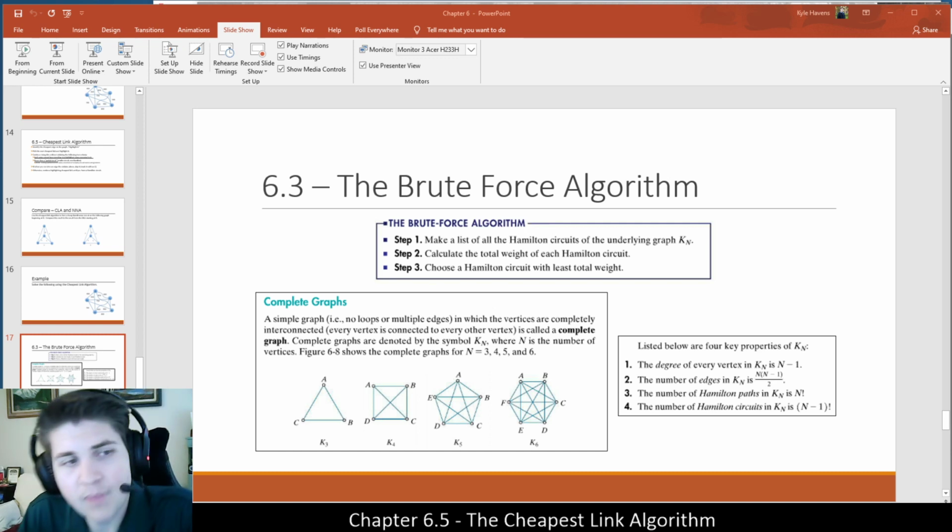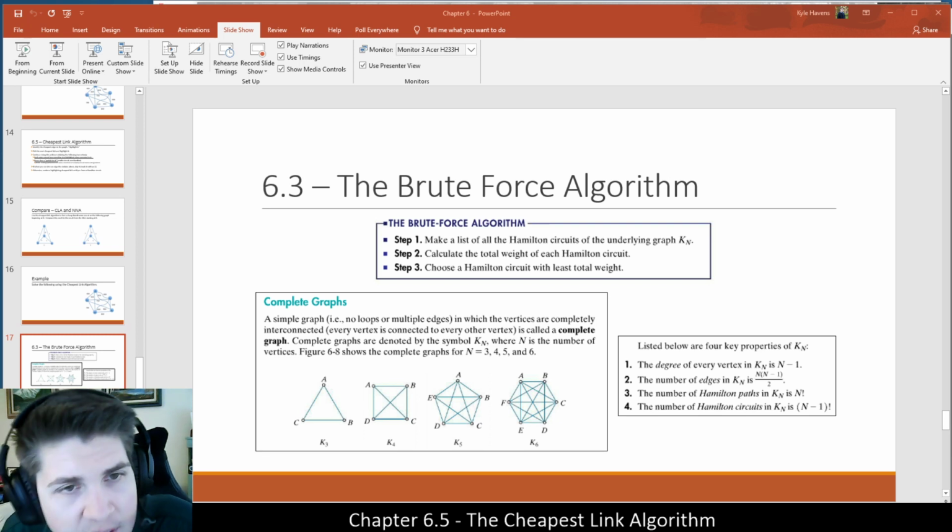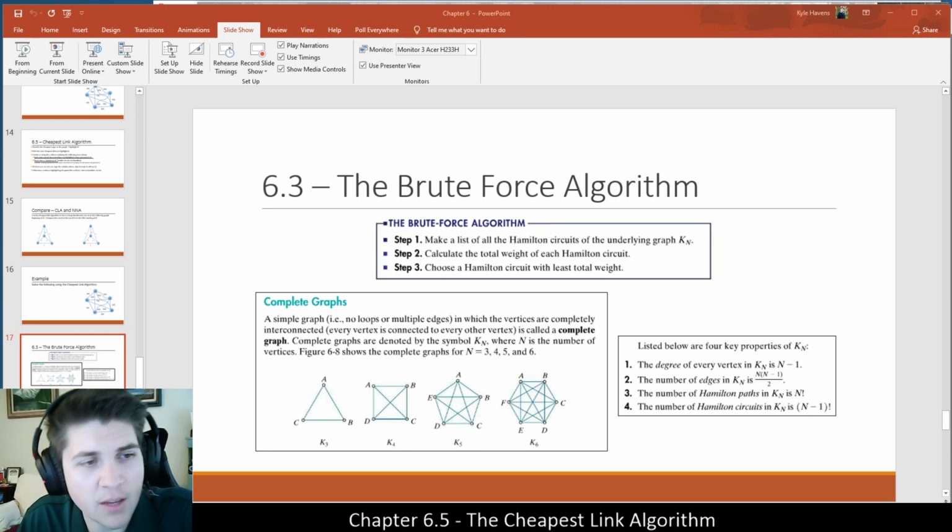But anyways, step one says to make a list of all the Hamilton circuits in the underlying graph of Kn. And if you're like, what's Kn? Well, we'll get to that in a second. But basically, that's just how the book describes graphs of these types of circuits, which we just call complete. I'm going to find that in a second.